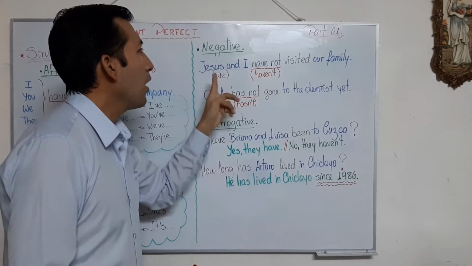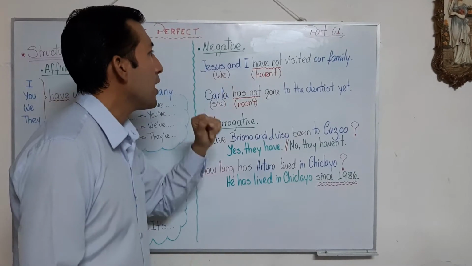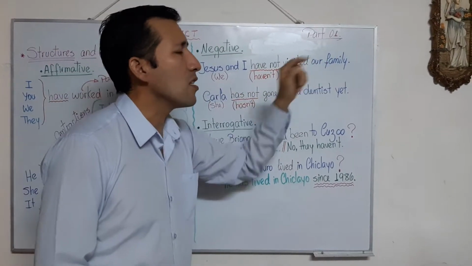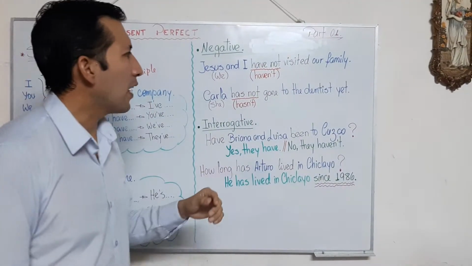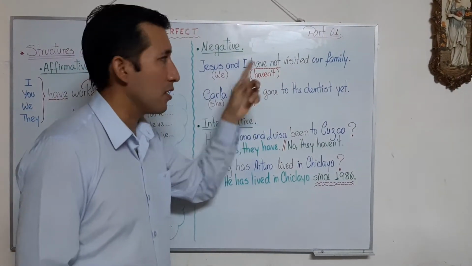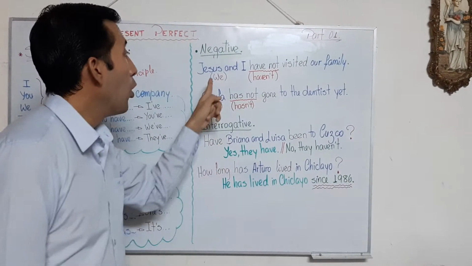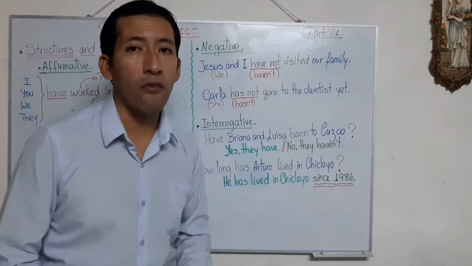Obviously Jesus and I, we can replace it by we. We have not visited our family. And using the contraction is haven't. So how is the sentence? So we haven't visited our family.